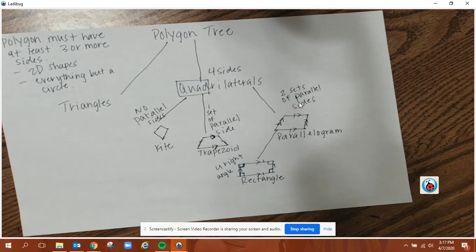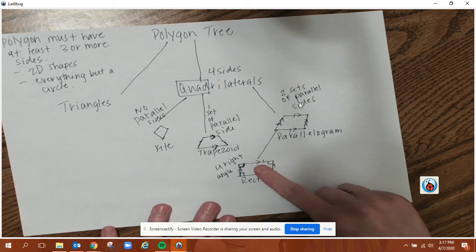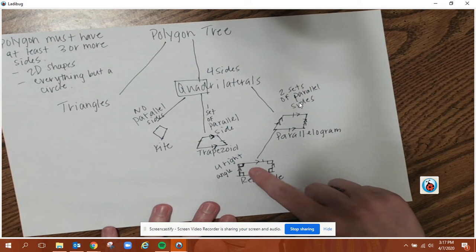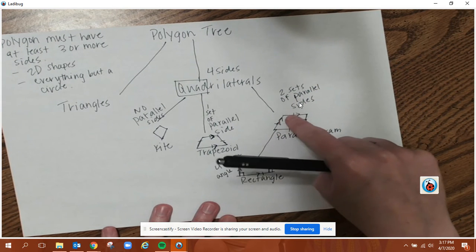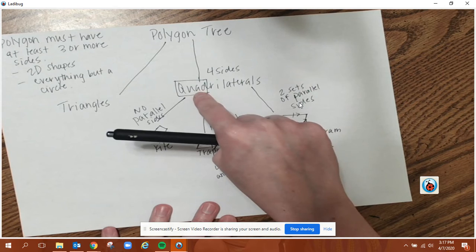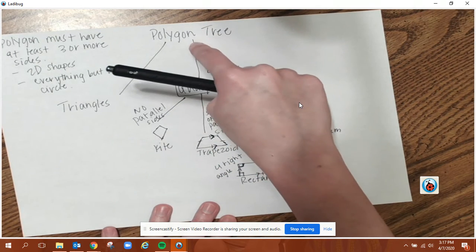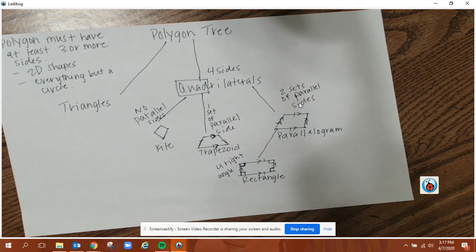Okay? So remember, as you go up the tree, you can talk about a rectangle. A rectangle can be a rectangle, but it can also be a parallelogram, which can also be a quadrilateral, which also makes it a polygon, right? It's kind of like a map, a road map. It's a crazy road map, but it's a road map.